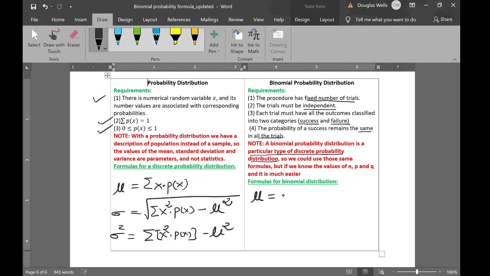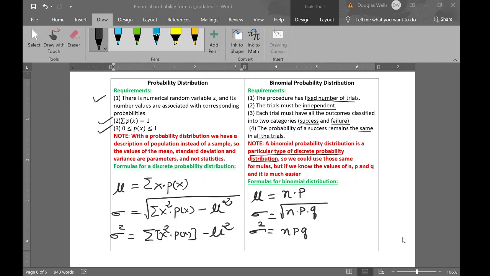So mu is nothing but n times p, sigma is the square root of n times p times q, and variance, you square both sides for your standard deviation, which is n times p times q. Hope this will help you to see the difference and to approach your problems in an easier way than doing the long way or hard way.